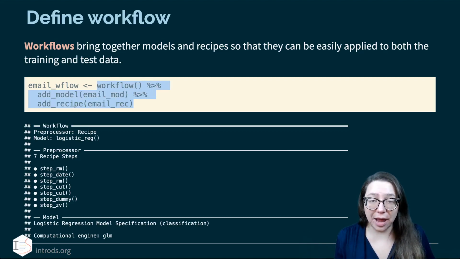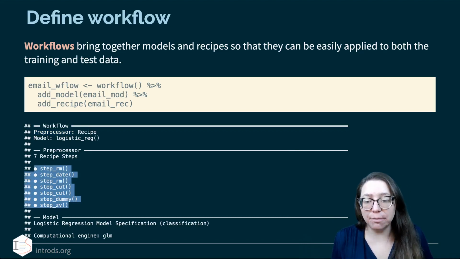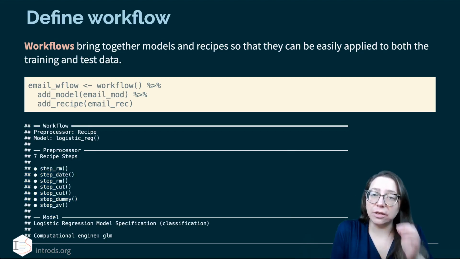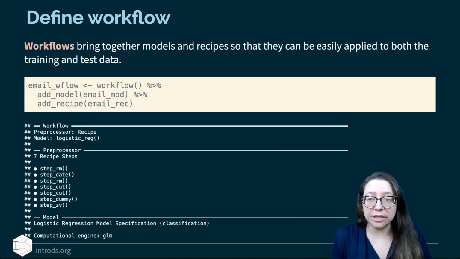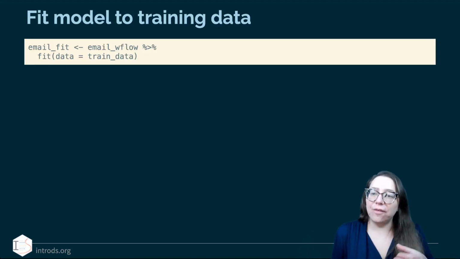And so now what we have is a workflow, and that has a few components to it. It has a preprocessor recipe that we outlined, and we can see the steps of the recipe. If I had more steps, we would be seeing more things here. And then it has a model as well. So really the only thing it needs right now is data to be applied to. So now we can fit our model to our training data. So we're saying here's the workflow, fit this to our training data.